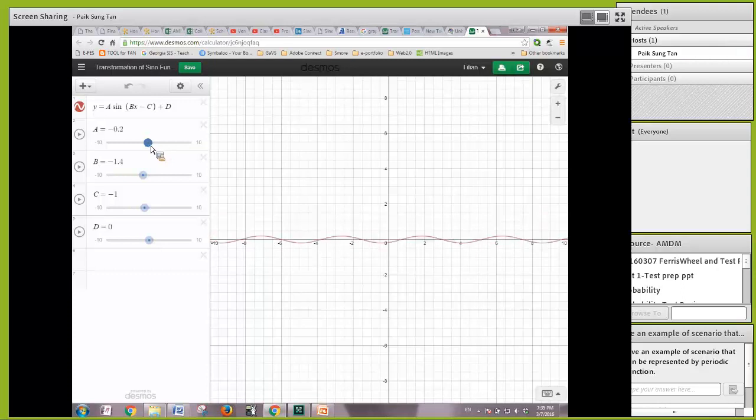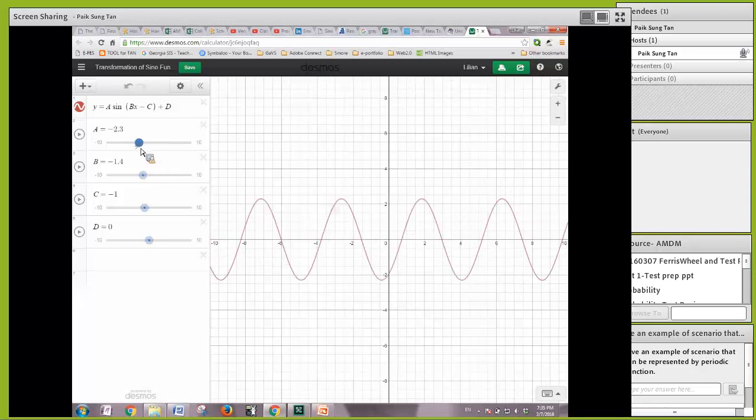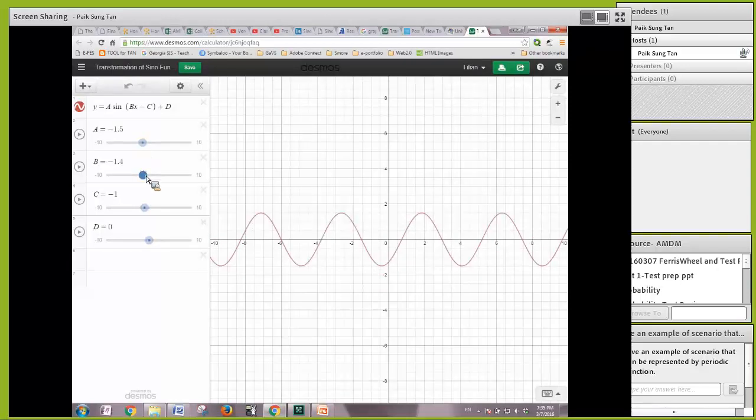If my A is negative, see, A is positive. If my A is negative, see, it kind of flips it. Okay. So this is the effect of A. B, left and right, okay? See, it's pulled left and right.